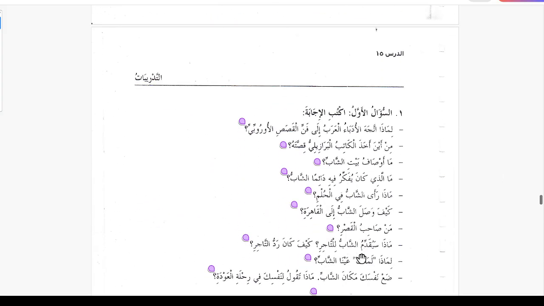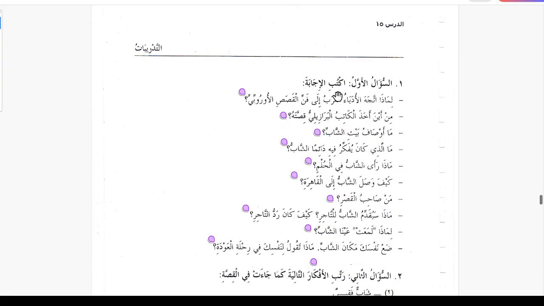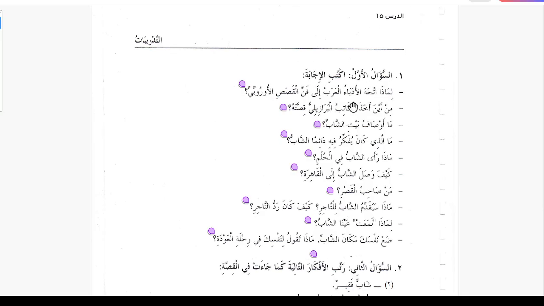Now let's do the exercises. Question number 1, uktubil ijaba, write the answers.